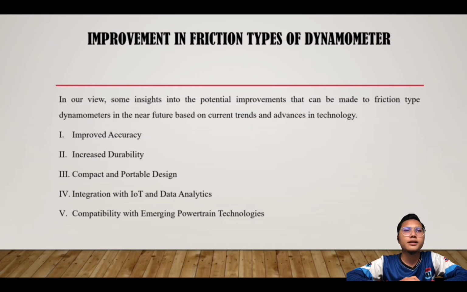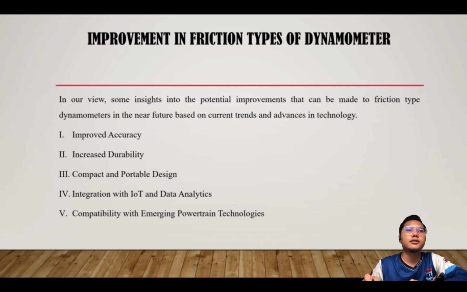The first one is improved accuracy. This can involve refining measurement techniques and reducing any sources of error and variability in measurement. Advances in sensor technology and data processing algorithms can contribute to more accurate and reliable torque or power measurement.